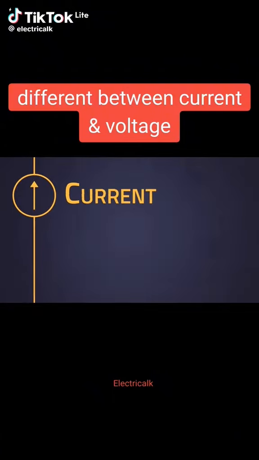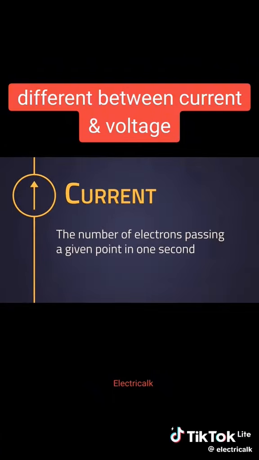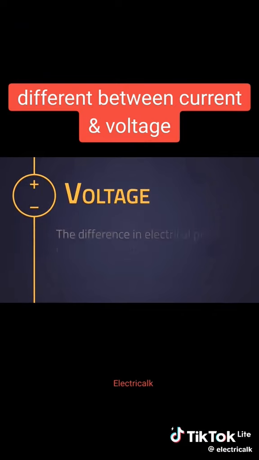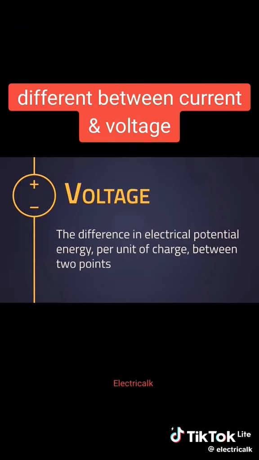An electrical current is defined as the number of electrons passing a given point in a second. And voltage is defined as the difference in electrical potential energy per unit of charge between 2 points.